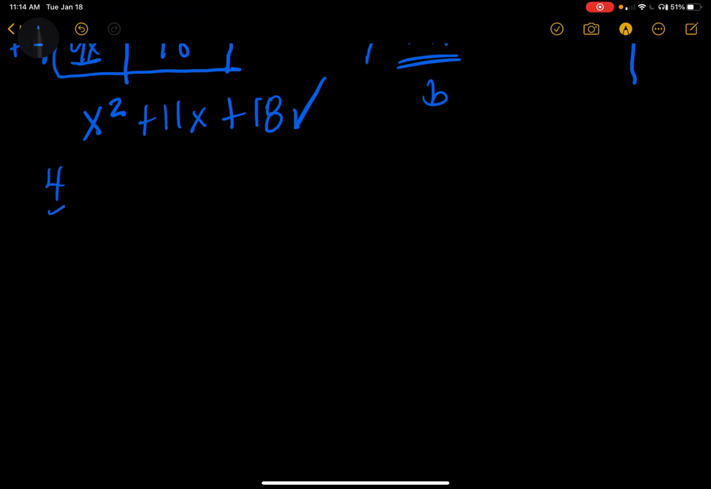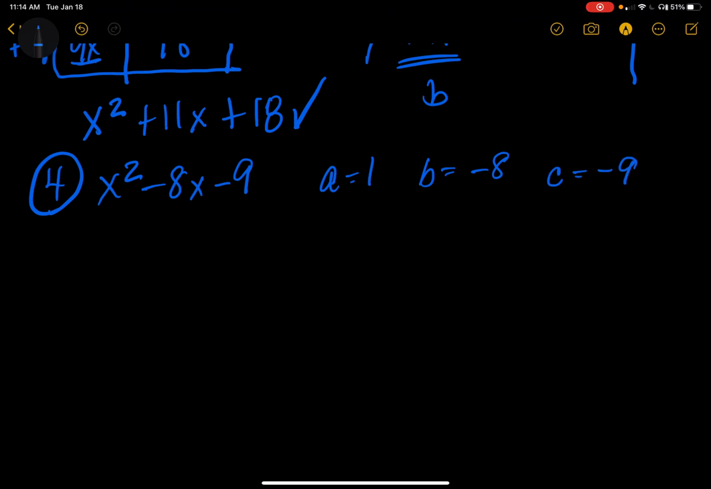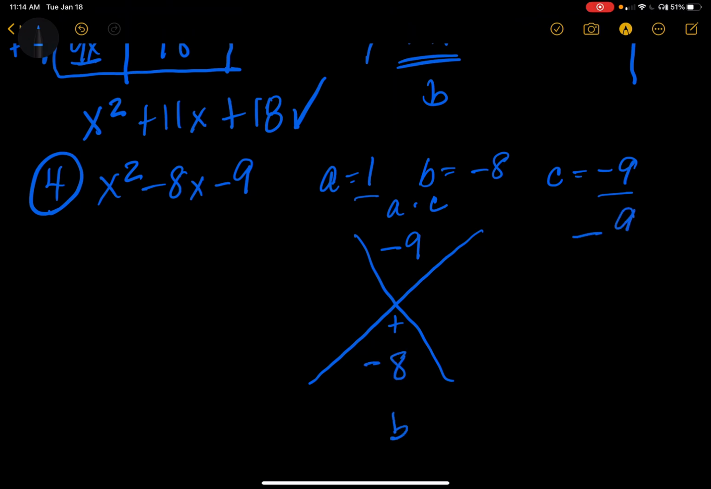Example number 4. We have x squared minus 8x minus 9. Once again, our A, B, and C. A is an understood 1. B is a negative 8. And C is equal to a negative 9. Do our factor cross. We've got A times C, which is 1 times a negative 9. That would add to be a negative 8, which is our b. So let's look at the factors of negative 9.